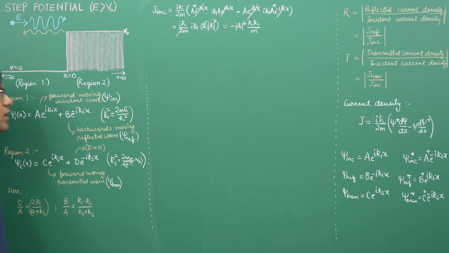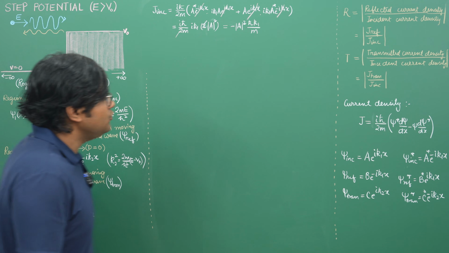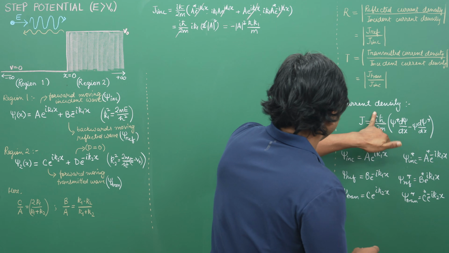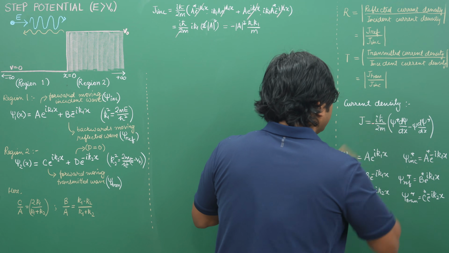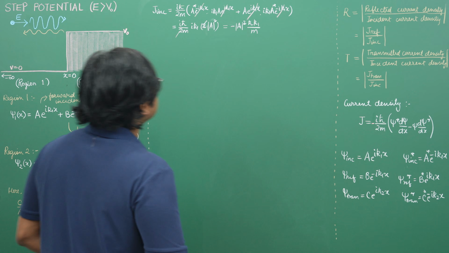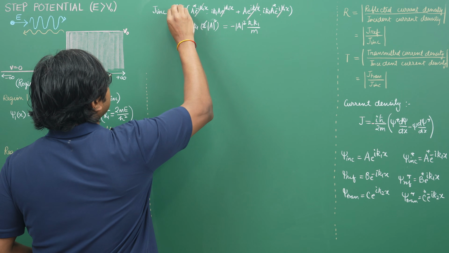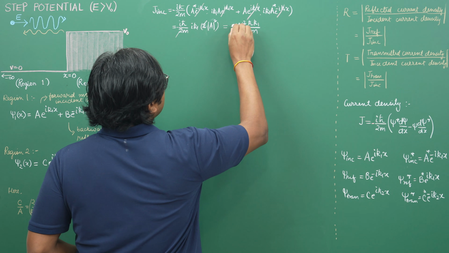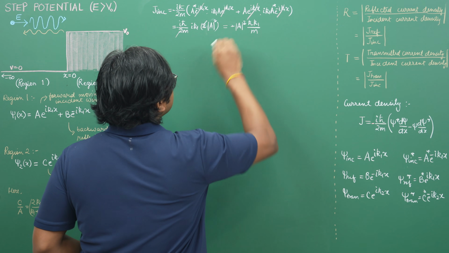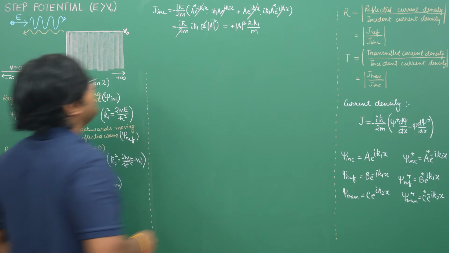It seems I made one more mistake. Actually, there should be a negative sign here, in the definition of the current density, which changes my calculations. There should be a negative sign here, here, and finally it should become positive.